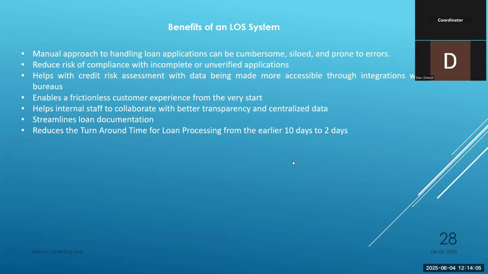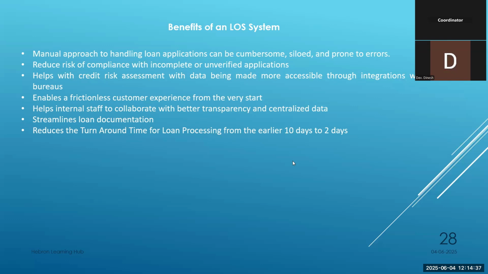Benefits of the LOS system: the manual approach of handling loan documents can be cumbersome and prone to errors. It reduces the risk of non-compliance with incomplete and unverified applications. Since it is central, it is being monitored centrally, and there can be no errors in these documents. Right? It helps in better credit assessment. Once you have better credit assessments, your NPAs and your chances of default will go down drastically.